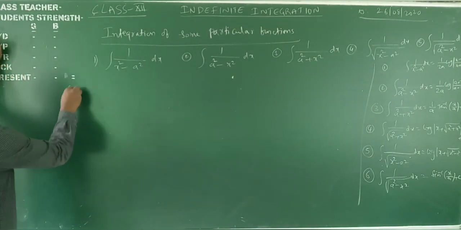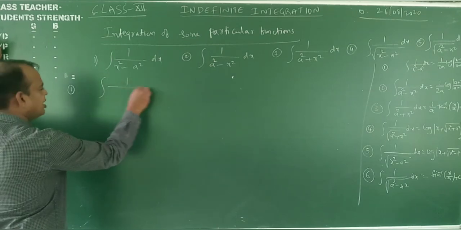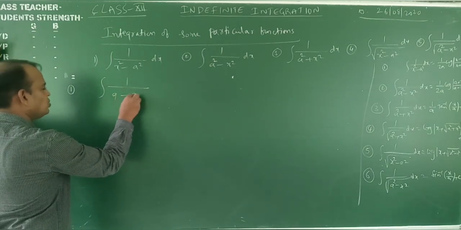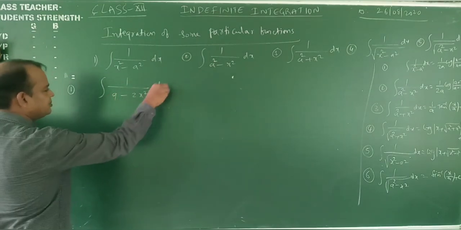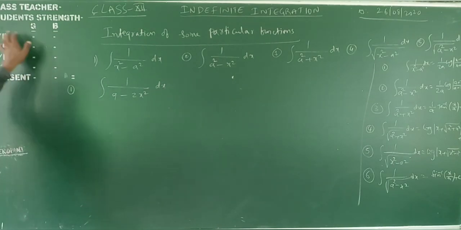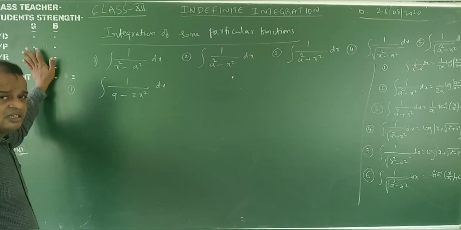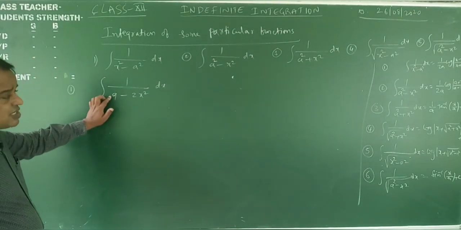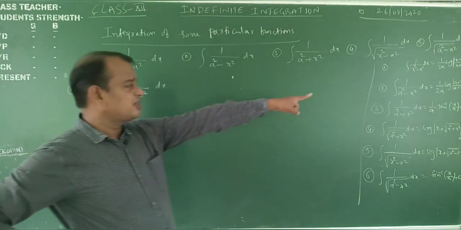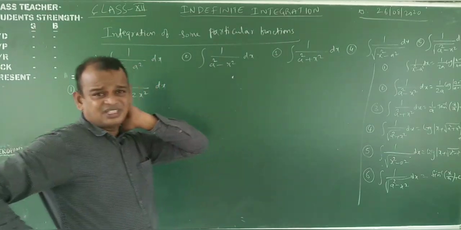For suppose the first question is: evaluate the integral of 1 by 9 minus 2x square. Immediately your mind, this is 9 is a constant, a square minus x square formula. 100%, keep in mind the formula.